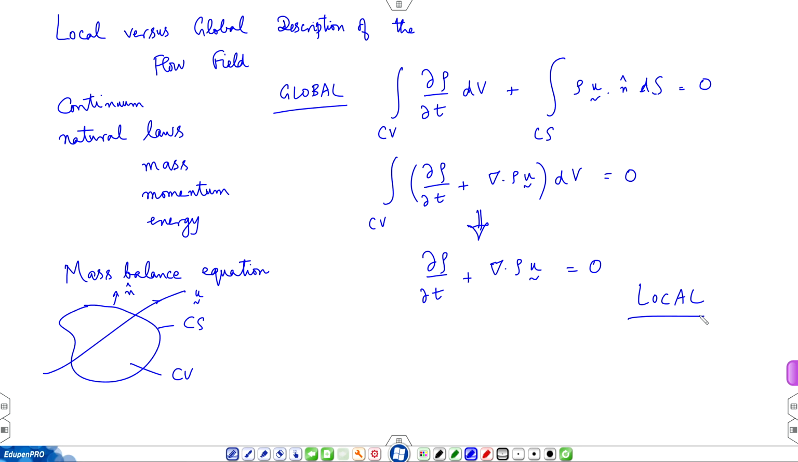So, this is the mass balance equation, and if the medium is incompressible, then the first term is 0, rho is constant and comes out, and you get the mass balance equation in the form del dot u equal to 0.